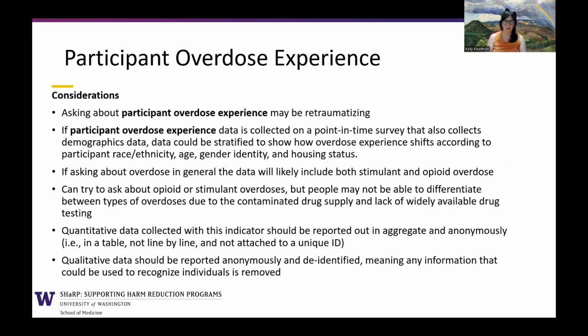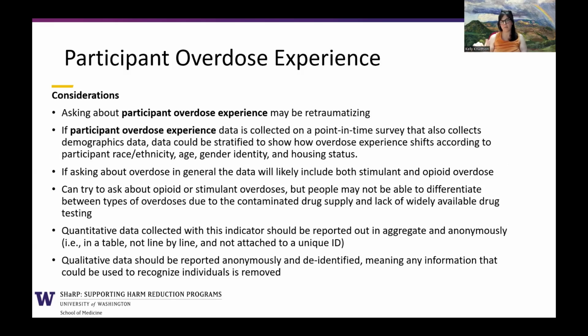As I mentioned, the question we've created includes both stimulant and opiate overdose. You could ask separately about those, but due to the contaminated drug supply, participants themselves may not know what they're taking. So even if you do try to parse those out, you still might have some data quality issues there.